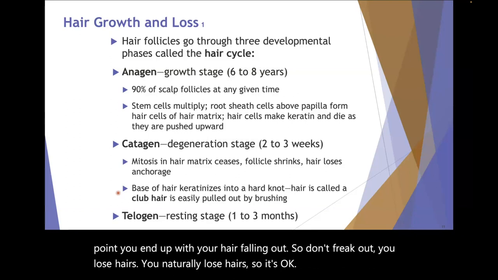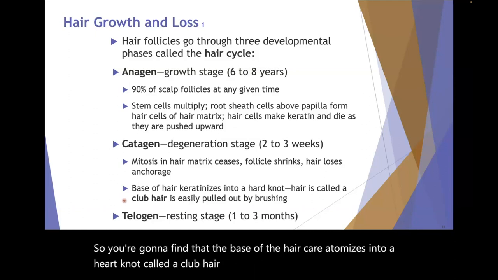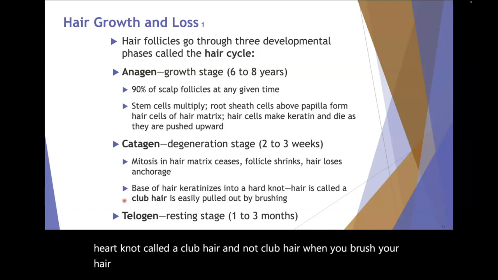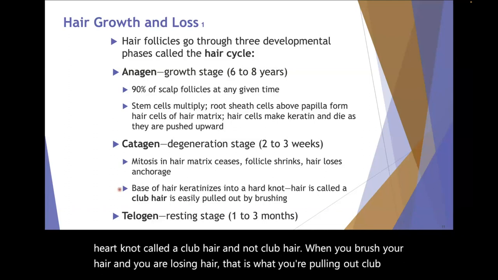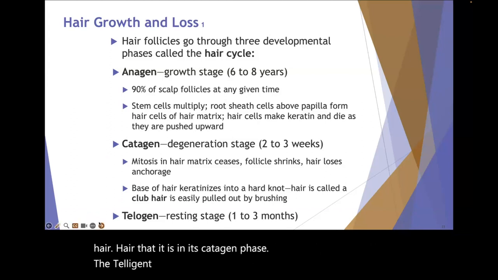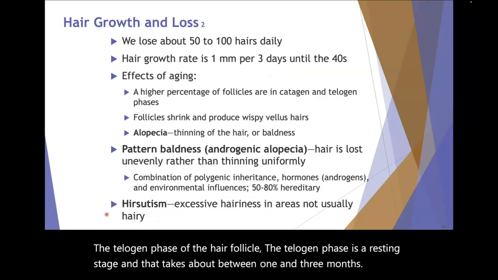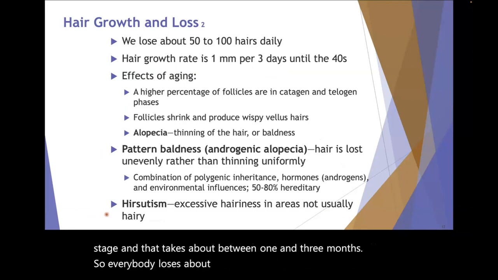You're going to find that the base of the hair keratinizes into a hard knot called a club hair. And that club hair, when you brush your hair and you are losing hair, is what you're pulling out. That is hair in its catagen phase. Then there's the telogen phase of the hair follicle. The telogen phase is a resting stage, and that takes between 1 and 3 months. Everybody loses about 50 to 100 hairs daily. So just relax. It's all okay.